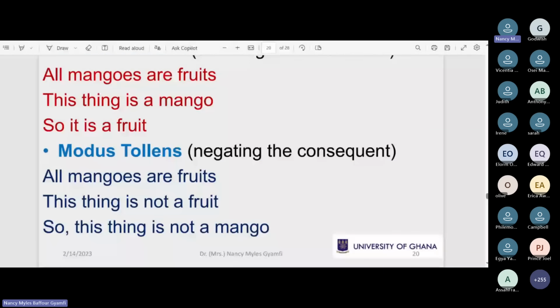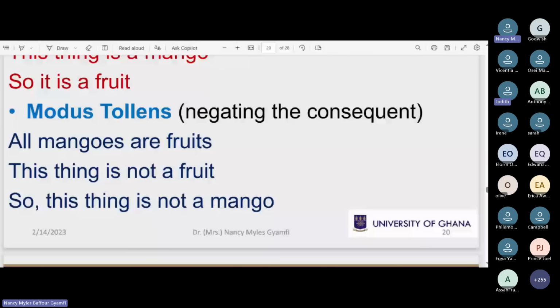Let's read it together. All of you go. All mangoes, go. Very good. Don't worry. I could hear everyone, and I'm sure you could hear yourself too. I will repeat it for those who may have missed some. Look, all mangoes are fruits. This thing is not a fruit. That's correct. Therefore, this thing is not a mango.